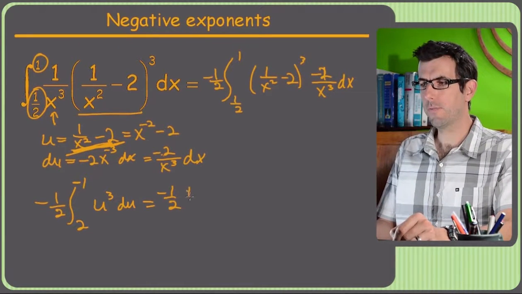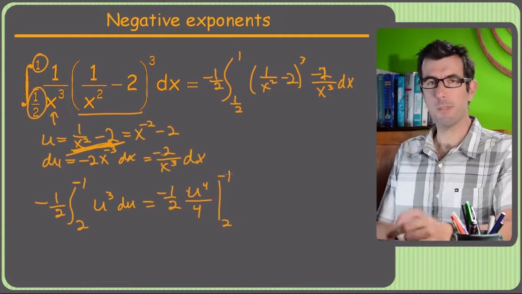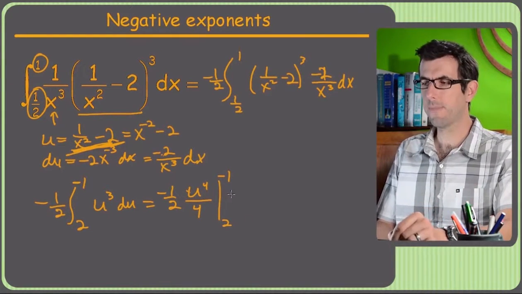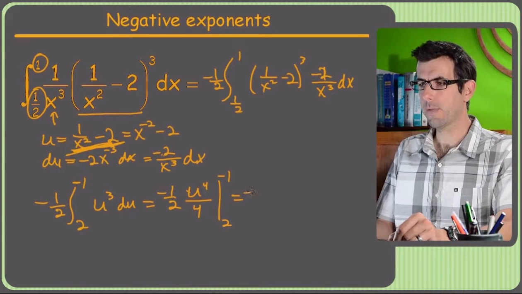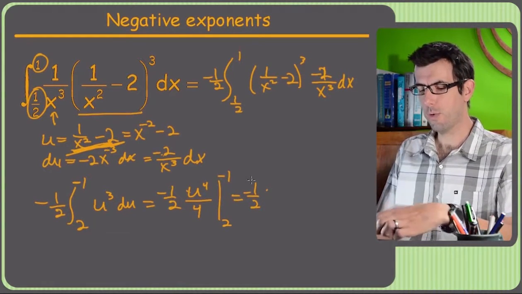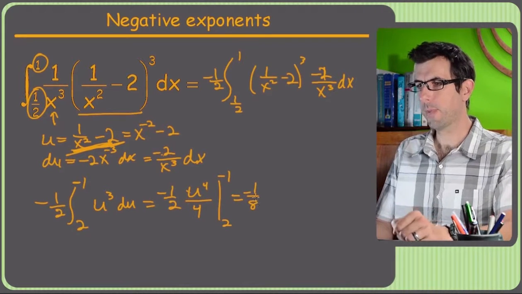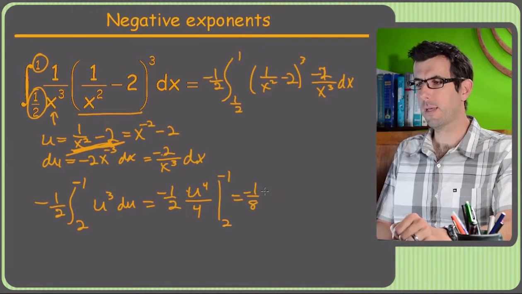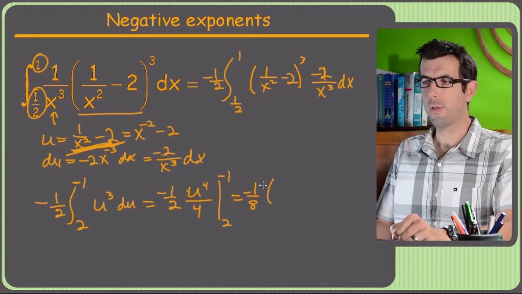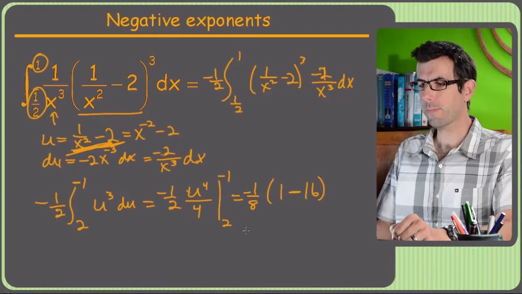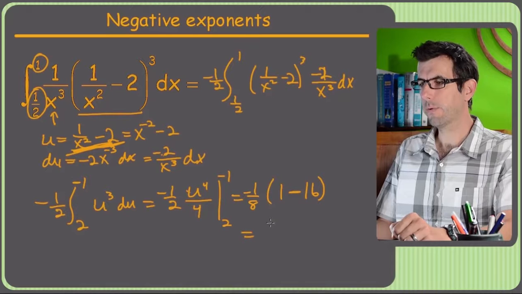So we need u to the 4th over 4 evaluated from 2 to negative 1. And I know that the negative 1 is above a 2, but that's just the way it works sometimes. So that's negative 1/2 times 1/4, really just 1/8, because 1/2 times 1/4 is 1/8. So u to the 4th is just 1 minus 2 to the 4th, which is 16. And that equals negative 15/8.